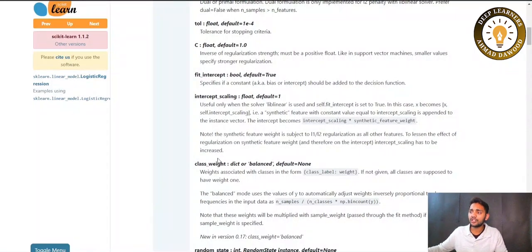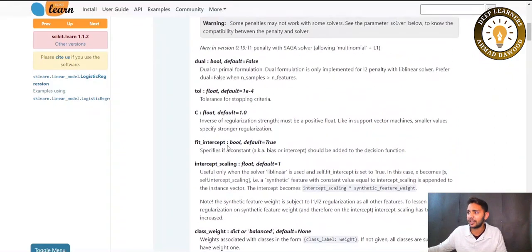Okay, now you also have an idea that there is no rocket science behind each parameter. These are the same base concepts that we have discussed till now. You just have to read the documentation carefully, to see what they are actually saying. They also mentioned that it is useful only when you are using solver liblinear. Okay, so in this way you can also scale your intercept.